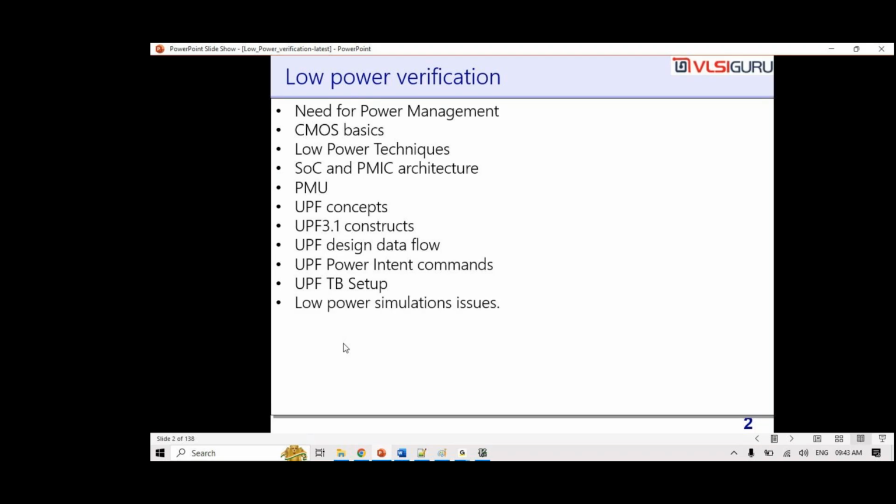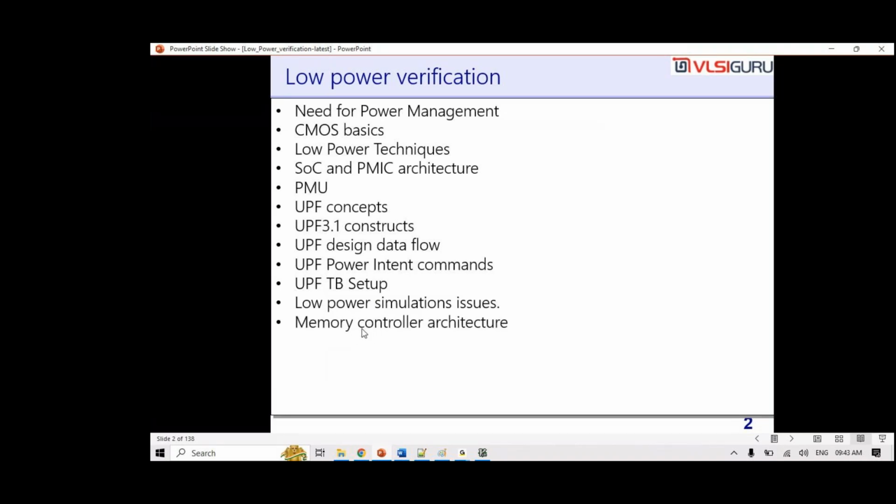And then we'll talk about the low power simulation issues. When we run UPF based test bench simulations, what are the issues we face? What should be our focus area? When we say isolation cell, when we say level shifter, what is that we have to check in the simulations, and what are the issues typically we face, and how do we resolve those things? How do we debug those?